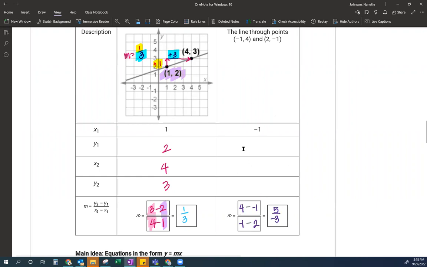If you were to graph these 2 points, let me do it in this light color so it doesn't bug all of this stuff. So -1, 4 is right here, and 2, -1 is over here. And if I count the slope from here, you can actually see it go down 1, 2, 3, 4, 5. So we went down 5.